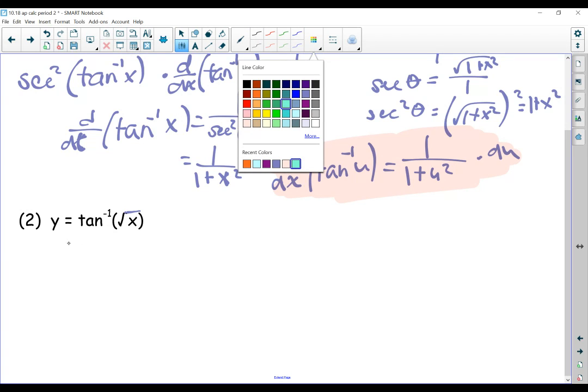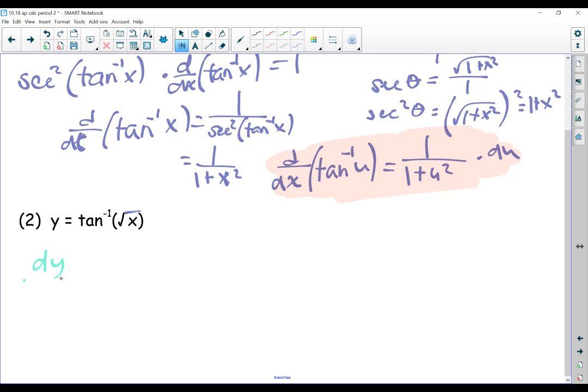Okay. So if I was going to find dy/dx here, it's going to be 1 over 1 plus u, which is the square root of x squared, times the derivative of u. Now this is x to the half, guys. This was actually like a 2 chains. So the derivative of x to the half is 1/2 x to the negative half.